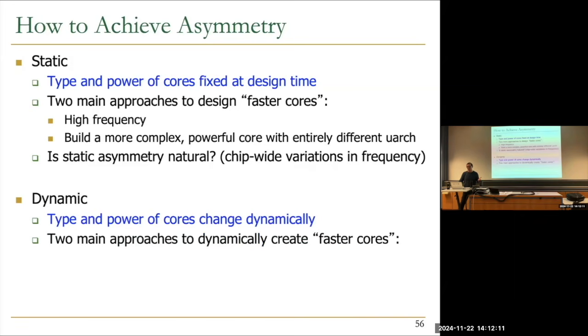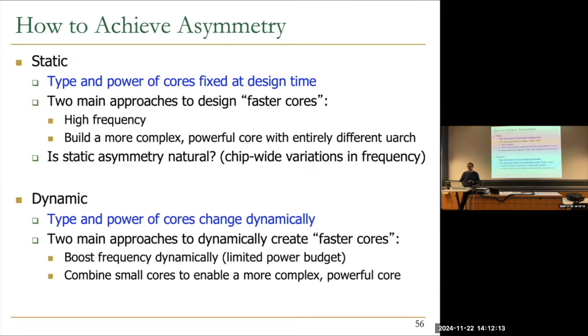Dynamic is, of course, more powerful in general. Basically, one way of achieving dynamic asymmetry is by boosting frequency. I'm going to talk about that a little bit. That's an easy way of achieving it. That's why everybody did this earlier. Now people are doing asymmetry also. So both of these are done. Well, not the dynamic combining. That part is not done. But boosting the frequency dynamically is done, and static asymmetry is done today.